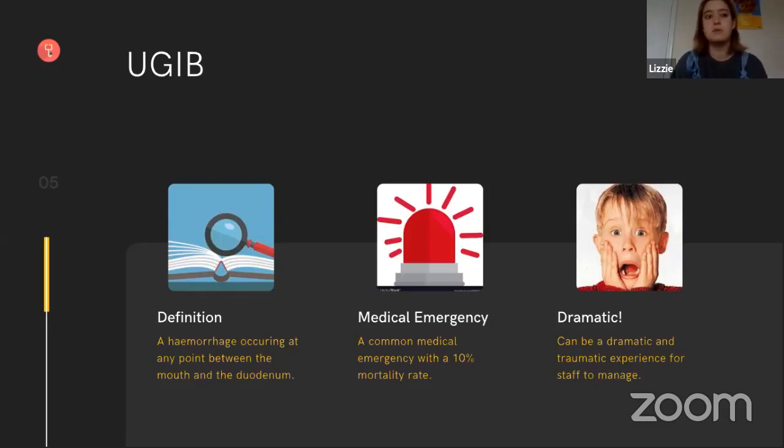Equally, I think it's an important topic to go through because your first proper upper GI bleed is pretty dramatic, and it can make a lot of people panic. Teaching sessions like this aren't going to remove the drama behind it, but hopefully it gives you a bit more confidence in how to approach these patients when you're working as an F1 and working your way through your medical career.